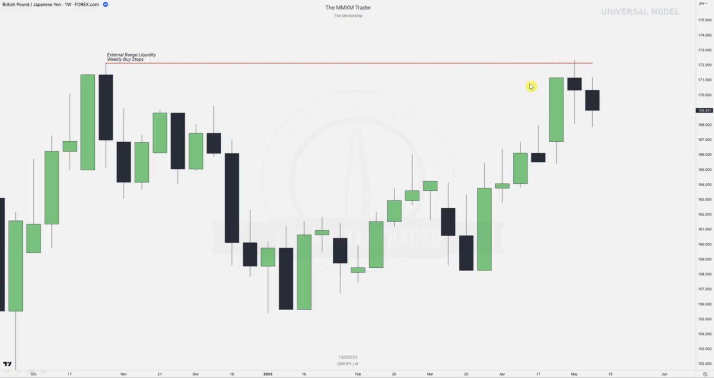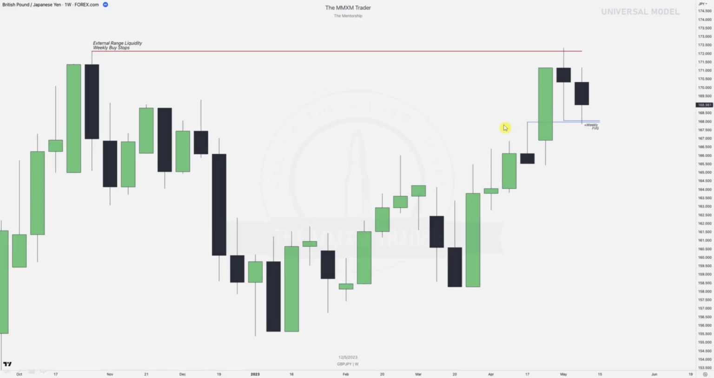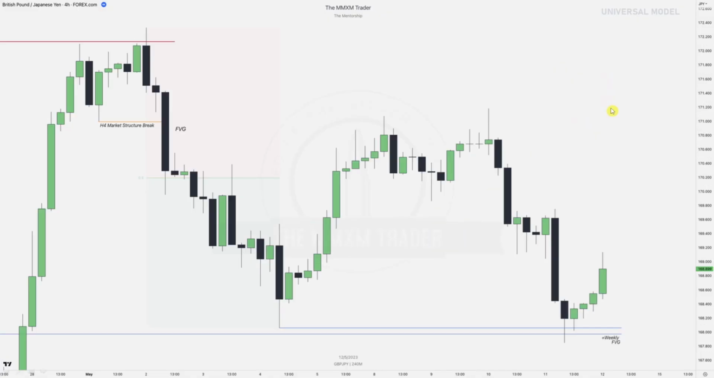So where do you see I go after external? We know this, we go to internal range, right? So we want to go to internal range liquidity, which is this fair value gap on the weekly time frame. So after we take these buy stops, our bias and draw on liquidity for the long-term perspective will be that weekly fair value gap. Now, how does that look on an intermediate term perspective?